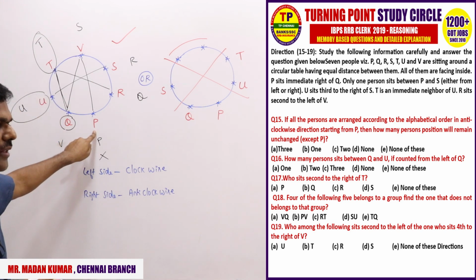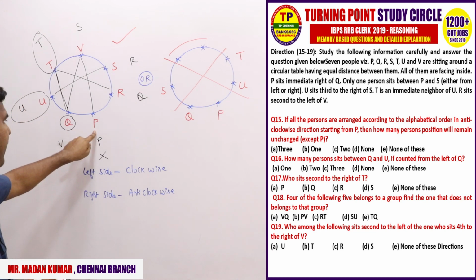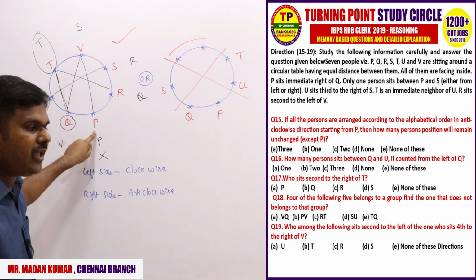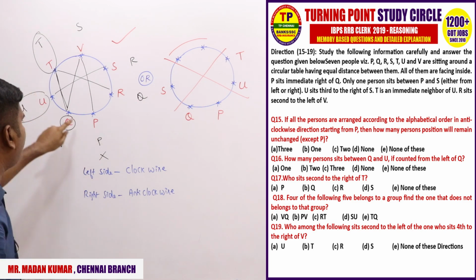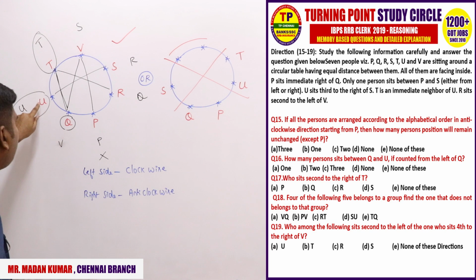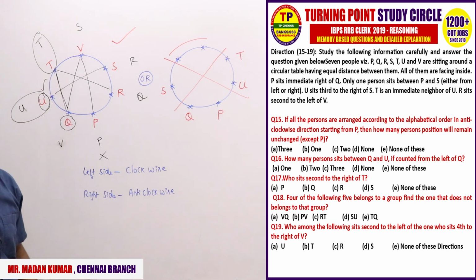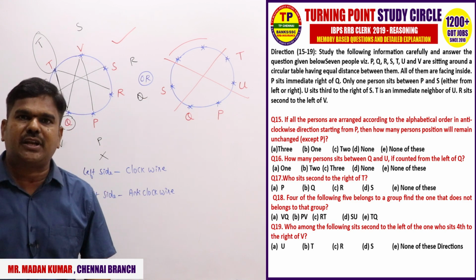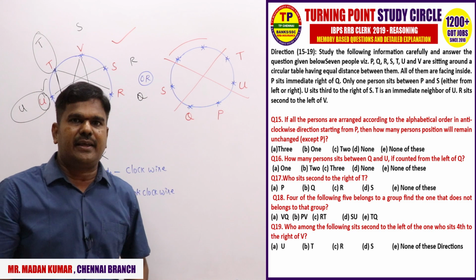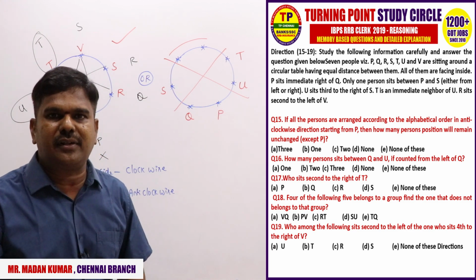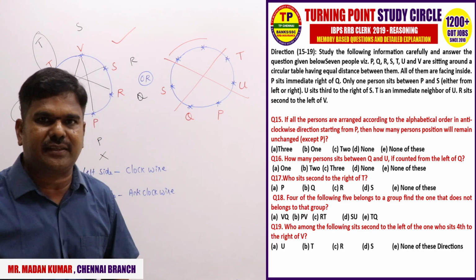Now the question is, who sits second to the left of the one who sits fourth to the right of V? Fourth to the right of V is P, and we need to find second to the left of P. Second to the left means we need to see the clockwise direction. 1, 2. So U is the answer. U means what is the option? First option. I hope everybody is clear how to solve the problems under seating arrangement. We have even covered puzzles and also seating arrangement, right? So we will go ahead with the next session.